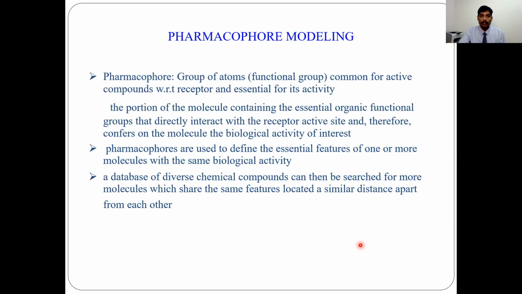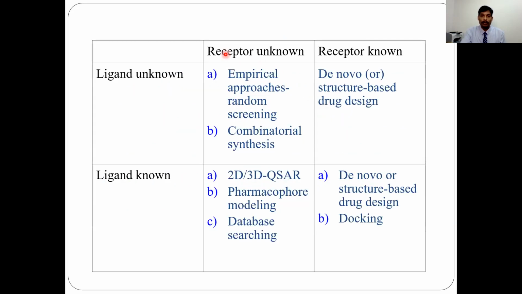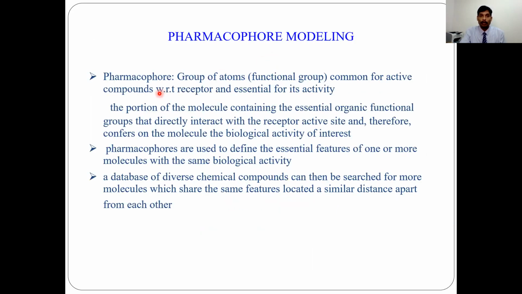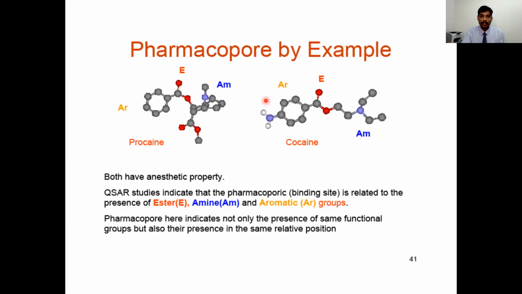So this is what I was trying to say, pharmacophore. We do the pharmacophore when we know the ligand structure, but we don't know the receptor structure. Pharmacophore is the group of atoms common for active compounds with respect to the receptor and essential for its activity. So instead of explaining theoretically, I'll just explain with an example.